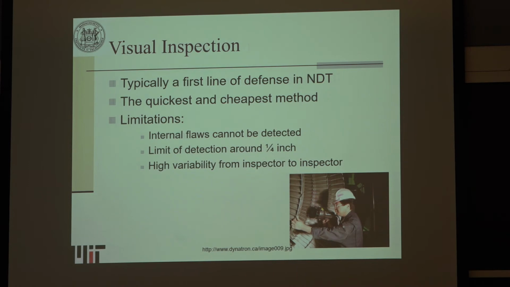There's also a limit of detection based on the inspector that they use. Basically, they say it's 1/4 of an inch. Now, there's variability from inspector to inspector, so there's a range to that. But the limit of detection that they use as their input in the design for fracture mechanics and other calculations is about 1/4 of an inch for a visual.